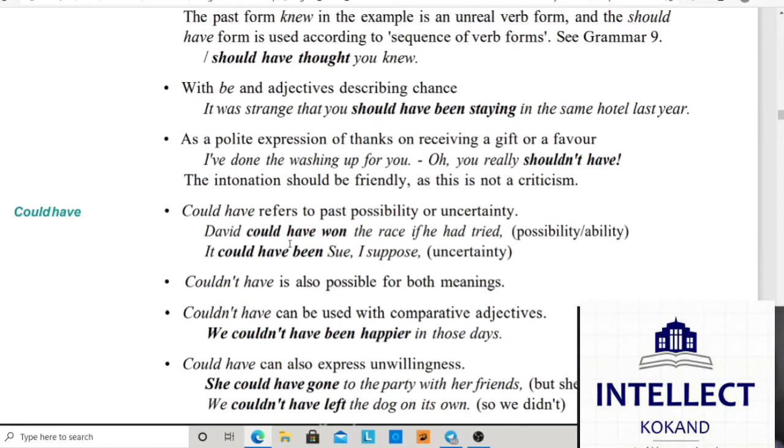Yeah, they could have won the race if they hadn't made this mistake. If it wasn't raining. It could have been Sue, I suppose.